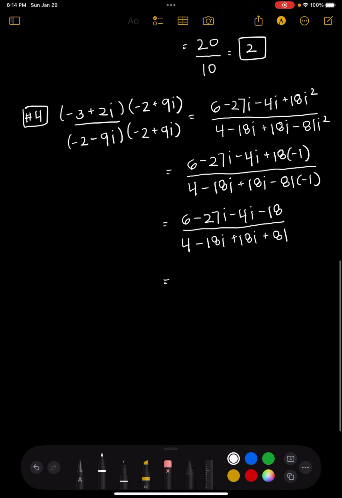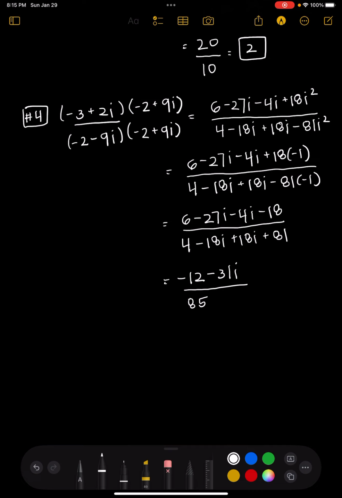Now we're going to combine like terms on top and on bottom. So on top, the real portions are 6 and -18. When I add those together, I get -12. And then the imaginary portions, it's -27i and -4i. When I add those together, I get -31i. All right, and then on the bottom, we have 4 and 81 are our real portions. So 4 plus 81 is 85.